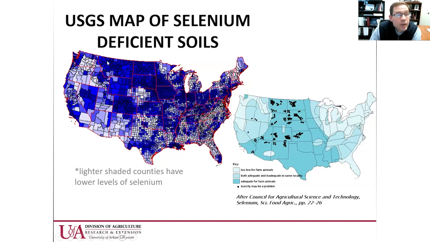I took a couple of maps off of the internet here. This first one on the left is from the U.S. Geological Survey that shows selenium deficient soils in the United States. And the lighter the shade of the counties that you see there, the more deficient the soil is. And with the soil being deficient, obviously the forage would be deficient. So you can see here in central Missouri, we have several lighter shaded counties, and then right down here in the south central part of Missouri and north central Arkansas, sort of in that Ozark Plateau region right there.